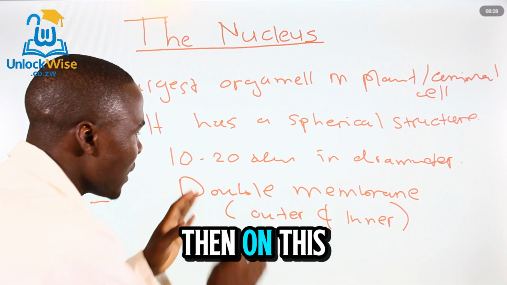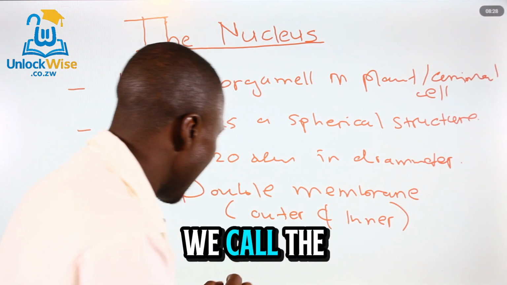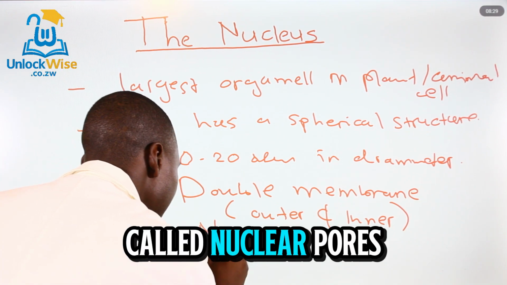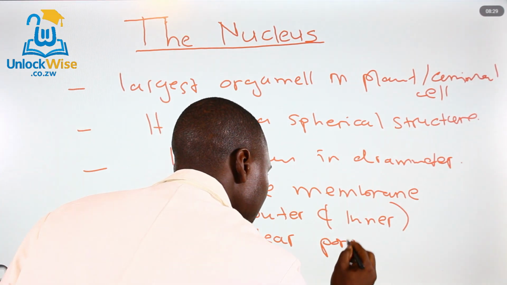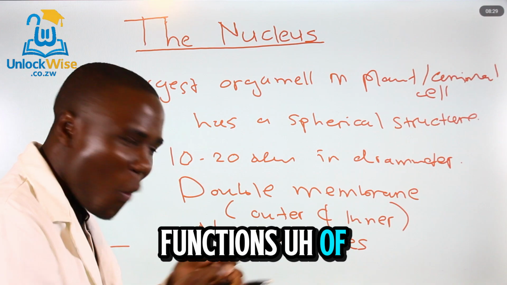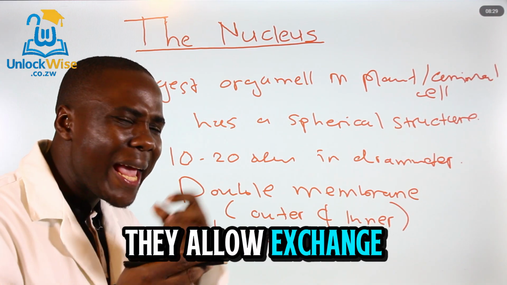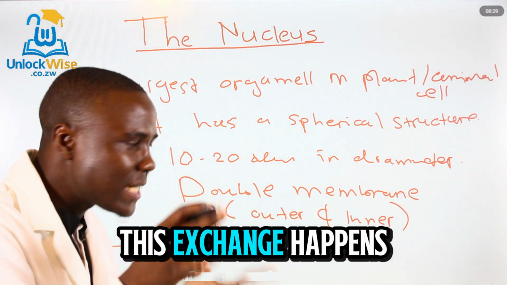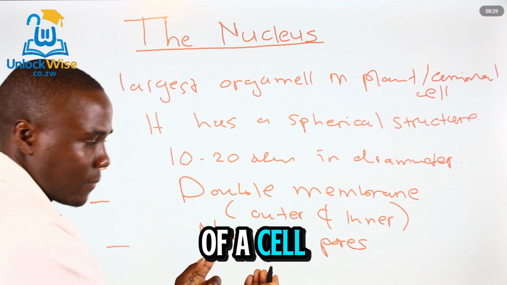And then on this double membrane, there are what we call pores. These pores are called nuclear pores. And what are the functions of these pores? They allow exchange of specific material. Right? This exchange happens between the nucleus and the cytoplasm of a cell.